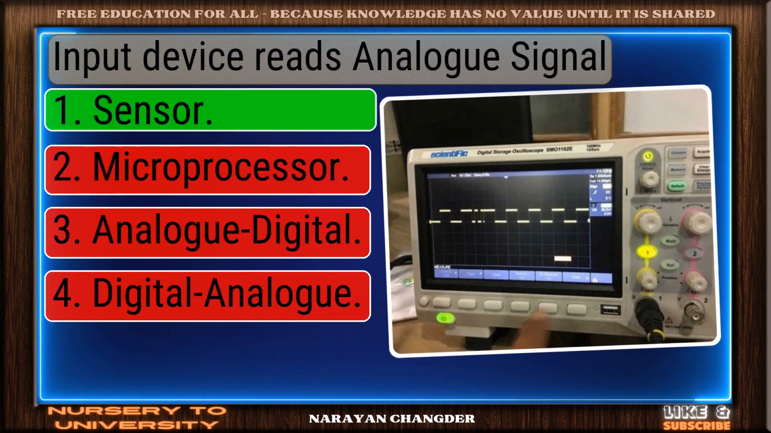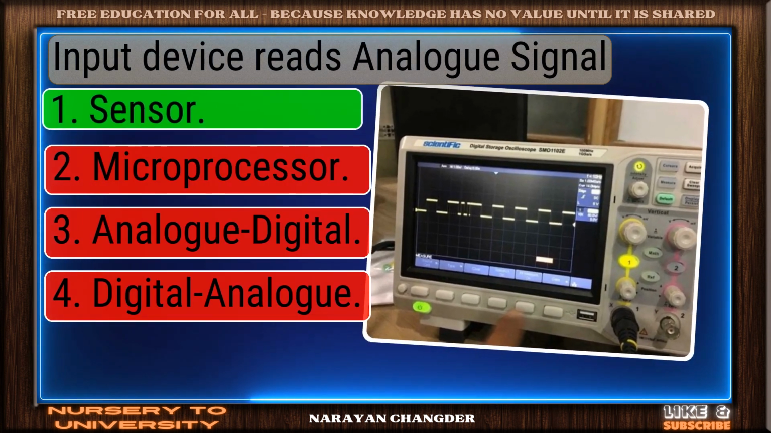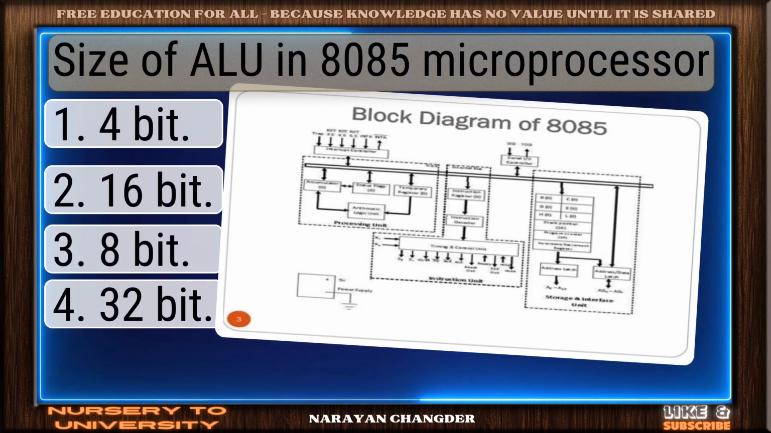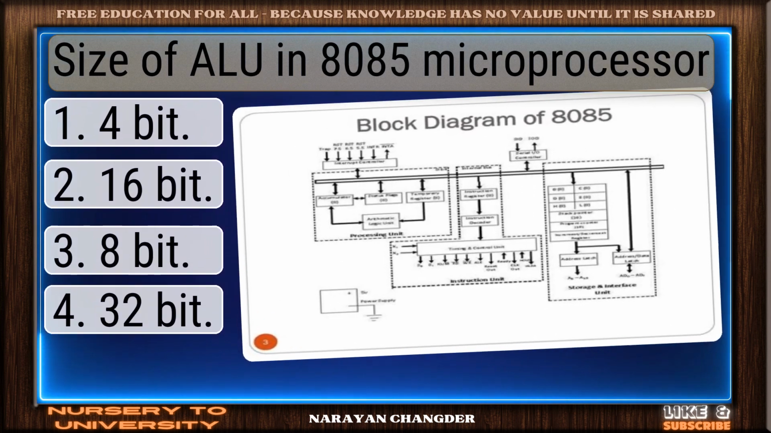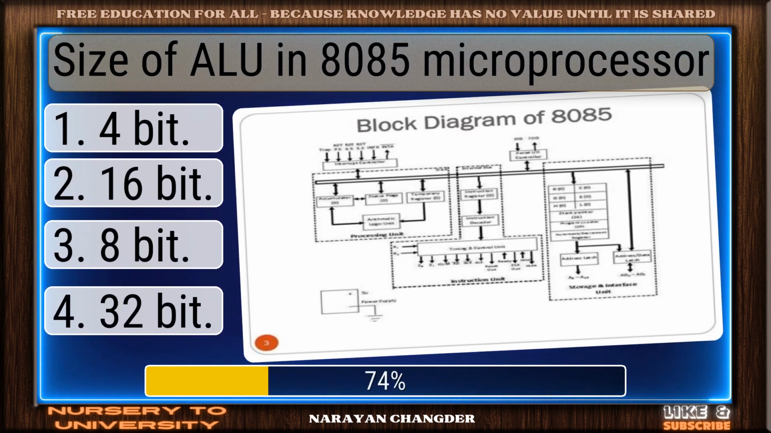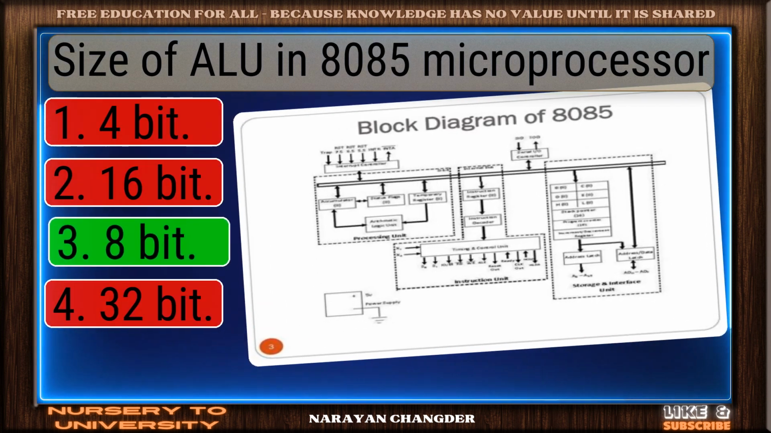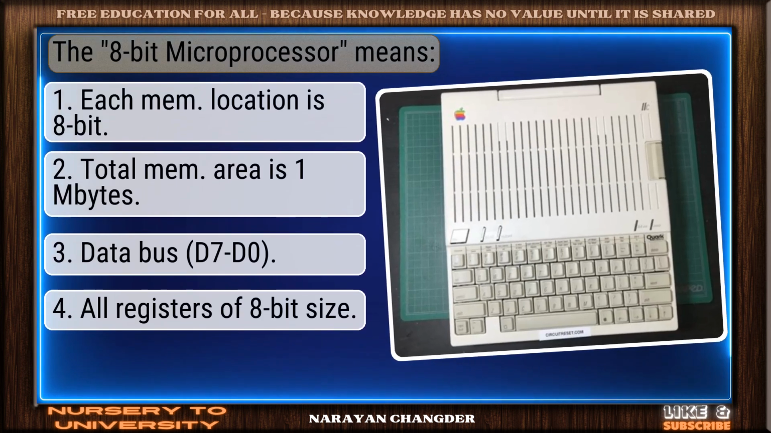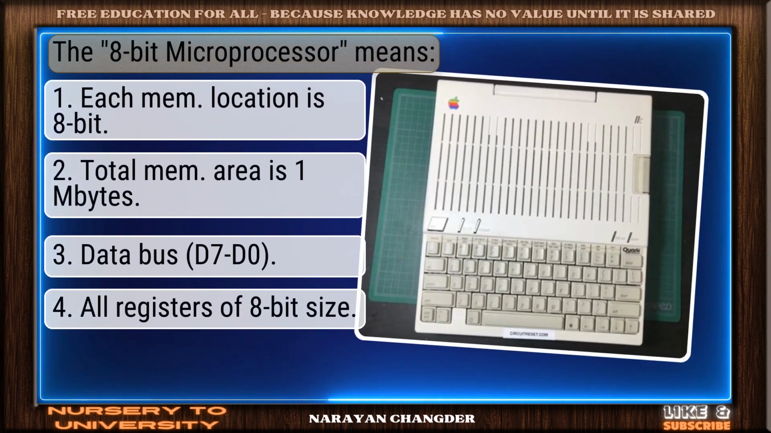Good thinking. Sensor is the right answer. Question number 57. Size of ALU in 8085 microprocessor. Strong choice. 8-bit is the right answer. Question number 58. The 8-bit microprocessor means?